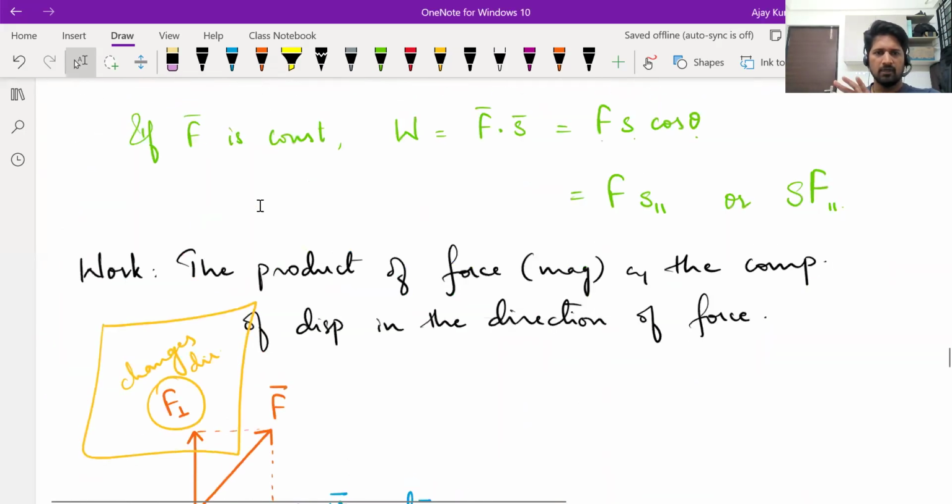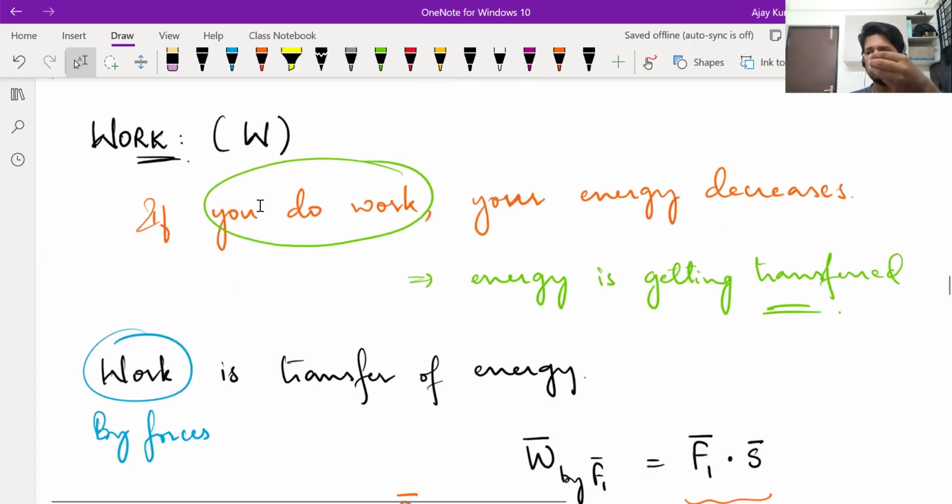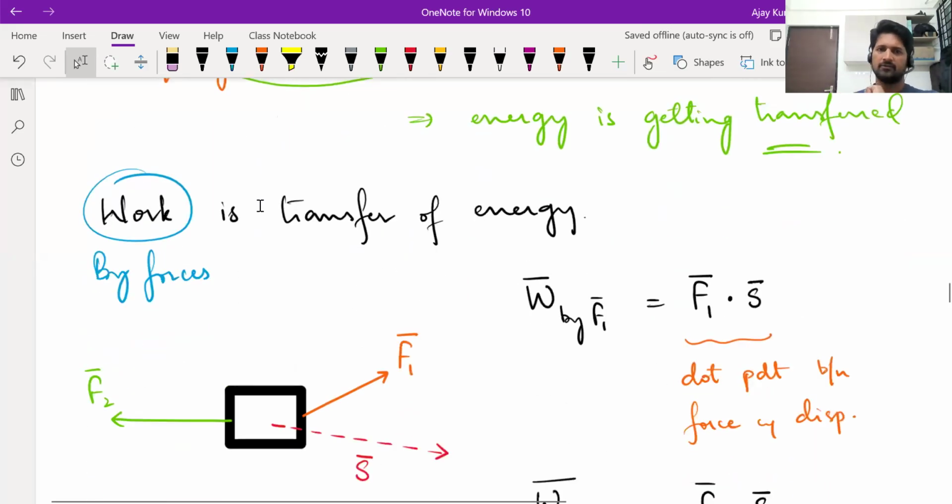So what we learned today is basically how to calculate what is work. What happens when work is done on a system? Positive work is done, negative work is done. If positive work is done, energy is given to the system. If negative work is done, energy is taken away from the system. So work is basically transfer of energy through forces. There are other modes of transfer of energy also. Those you will learn later.